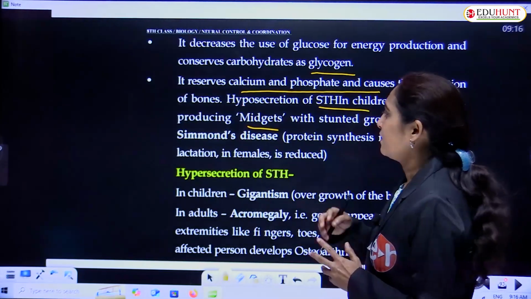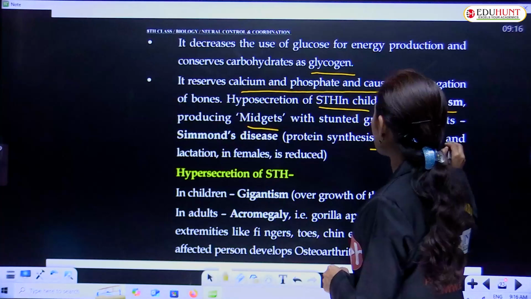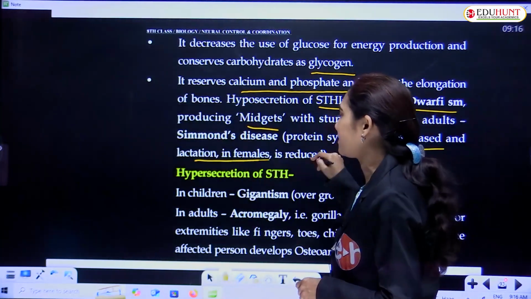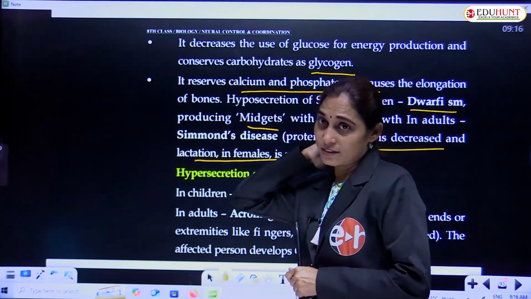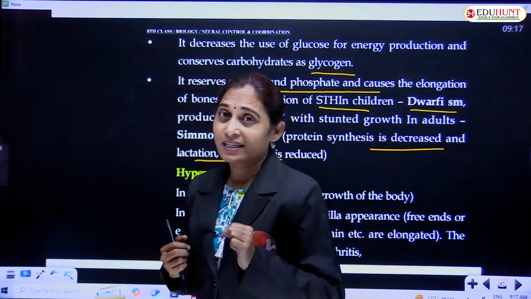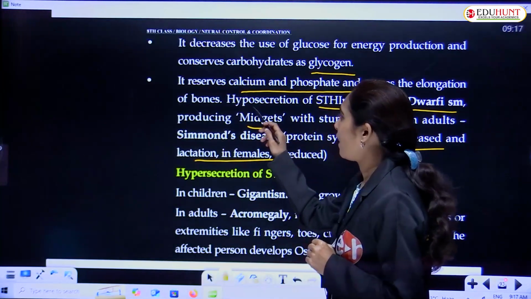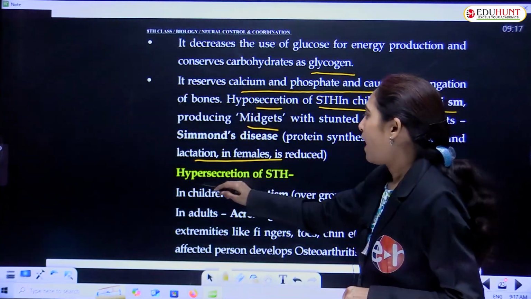In adults it causes Simmonds disease, in which protein synthesis is decreased and lactation is also reduced in females. Lactation is very important for feeding mothers. It is decreased because of the hyposecretion, that is undersecretion, of this hormone.